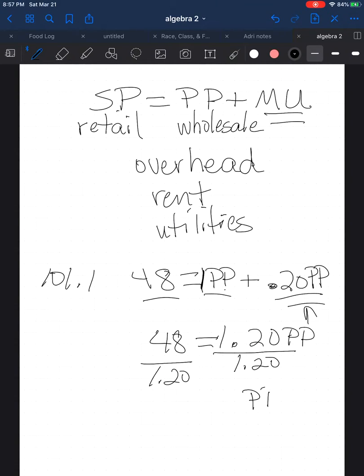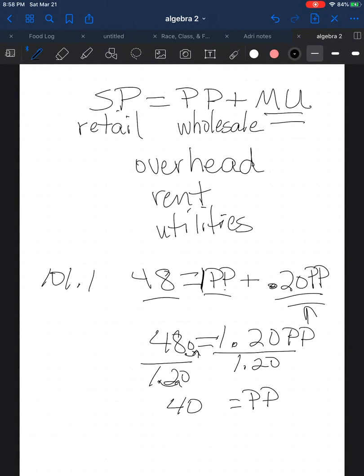I know you guys have your calculators, so you can go ahead and multiply it out. I don't have one with me right now. So I'm going to move the decimal over here once, and I'll move the decimal over here once. So I have 480 divided by 12, which would be 40. So the purchase price was $40.